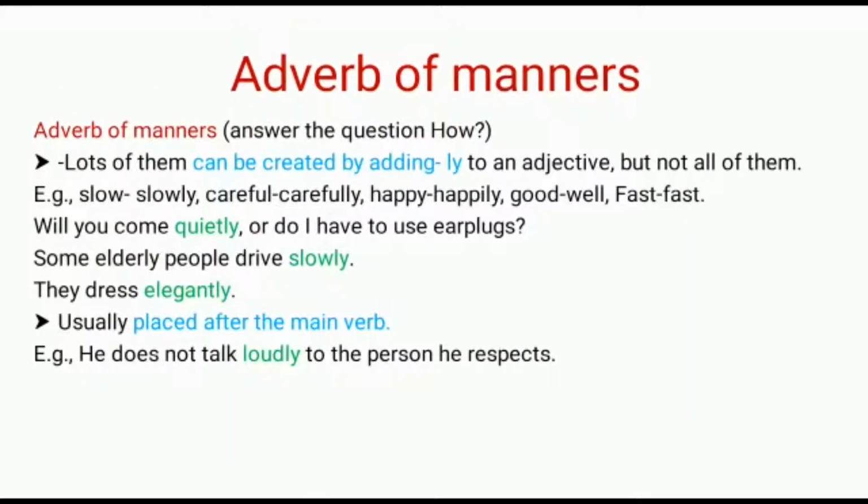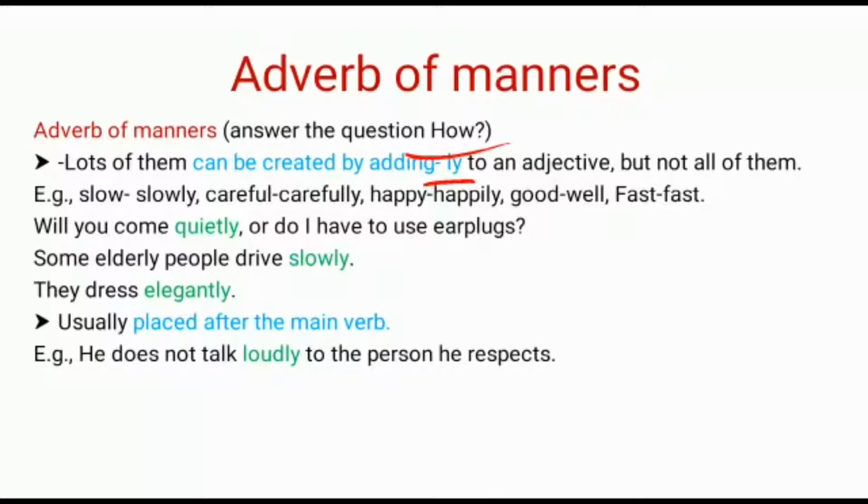Now let us talk about adverb of manners. These words generally inform us how the action was performed, whether it was done slowly, fast, happily, angrily, carefully, etc. And these adverbs are very easy to identify as most of them can be made by just adding ly as suffix. But not all the adverb of manners are created by adding ly. For example, when I say he drives fast, here I am not adding ly.